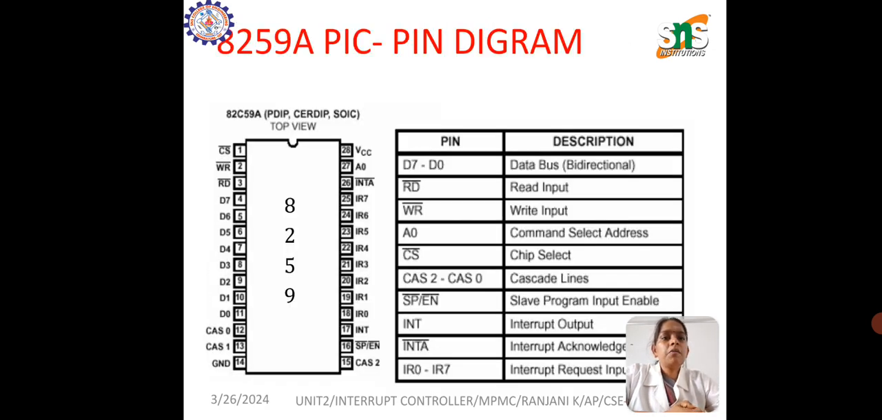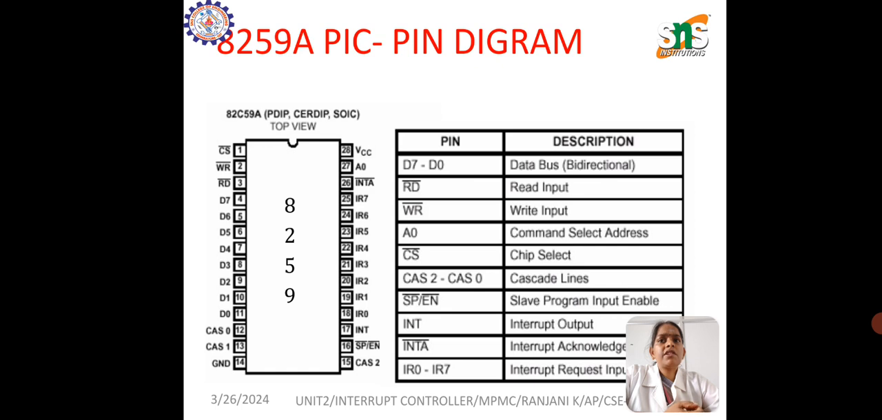And this is a pin diagram of 8259. Here we can see that there are totally 28 pins in the 8259, where VCC is the 5-volt power supply, and there is ground, and other pins are D7 to D0. D7 to D0 is for the communication with the microprocessor. There are 8 bidirectional data pins.